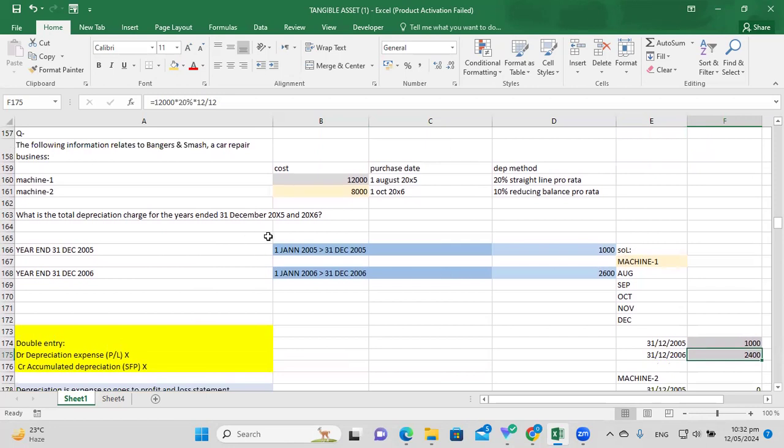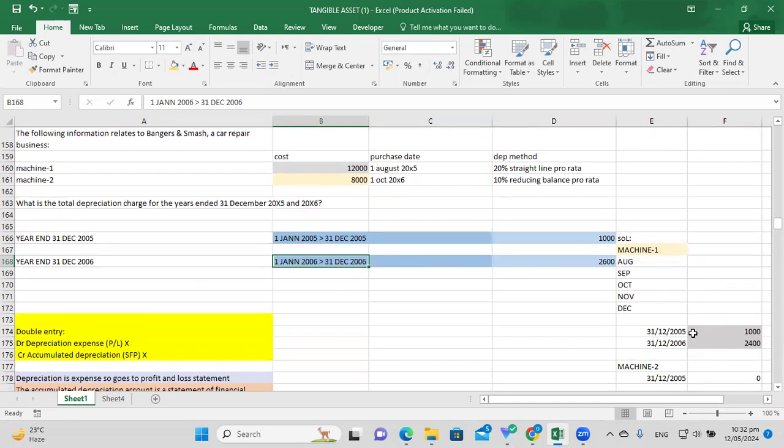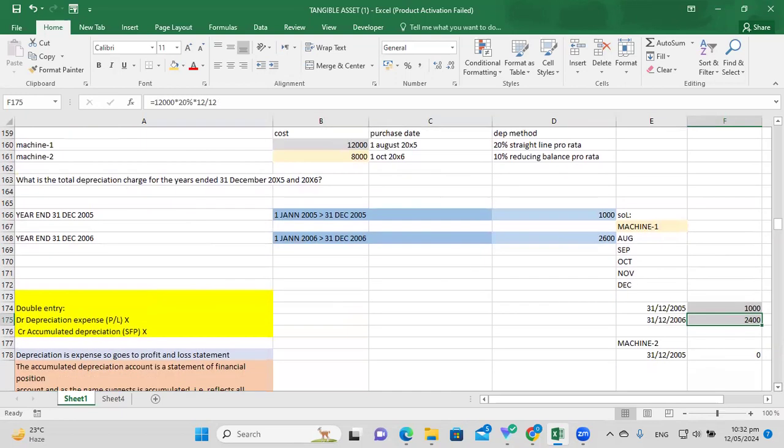Okay, let me repeat this. First of all, they asked you the depreciation for the year ended 31 December 2005. So you looked at machine one, which you purchased on 1st August 2005. In 2005, how many months did you use the machine? You used it for 5 months: August, September, October, November, December, and in December the year ended. But in 2006, you used machine one for the full year. So that's how we calculated for the first year of machine one, and the second year of machine one. Now let's move on to machine two.